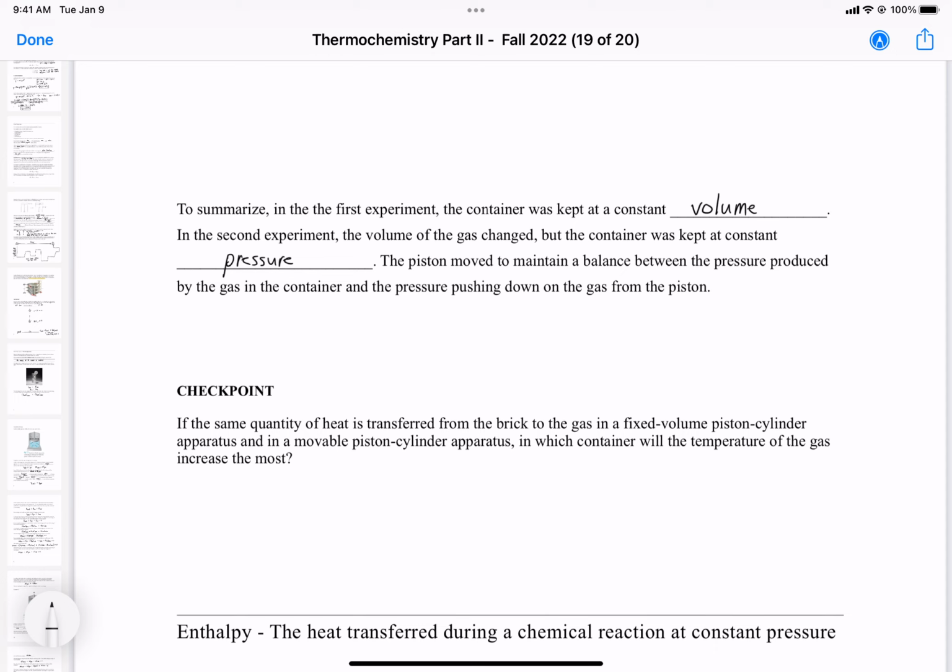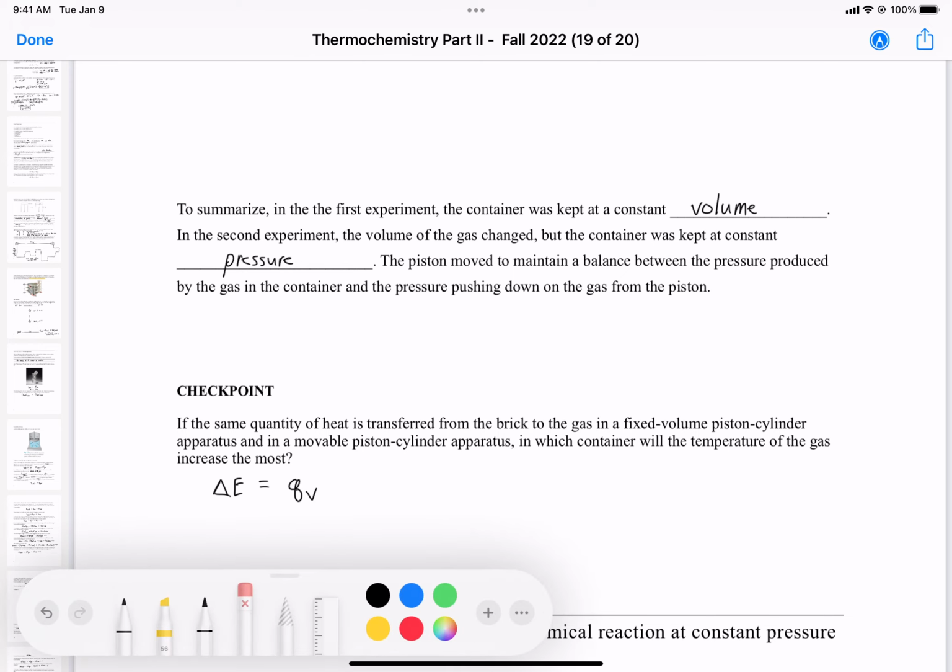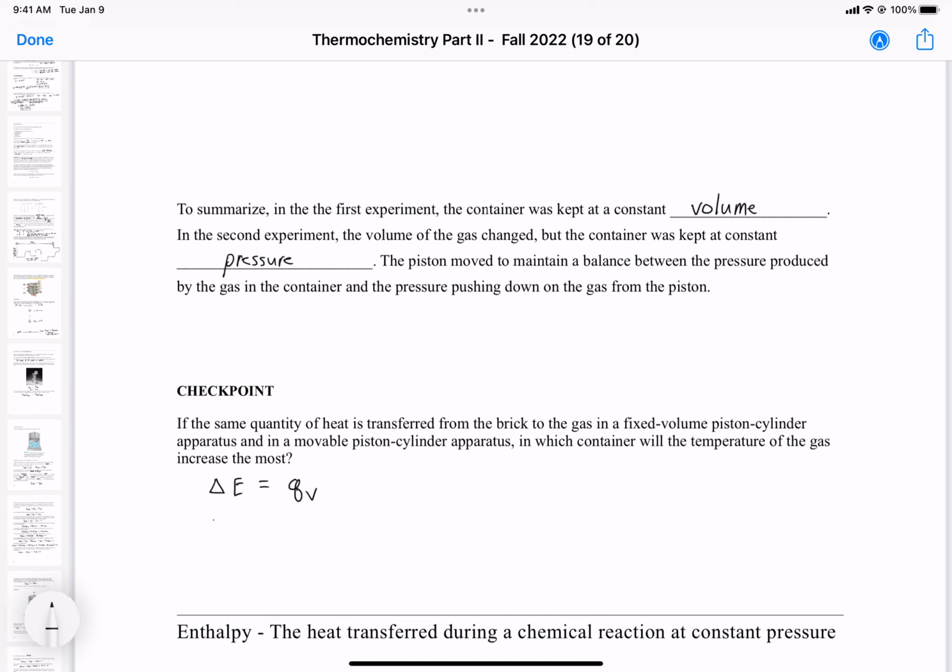So in the constant volume, remember we said delta E equals the amount of heat transferred at constant volume. So that's our first scenario here. And then we have delta E equals Q plus work, done by the system or on the system. So this will be at constant pressure. Remember, at constant volume, no work is done by the system on the surroundings, so no heat is lost to the surroundings, ideally, if you have an insulated container.